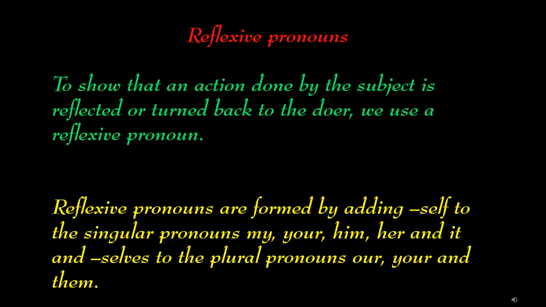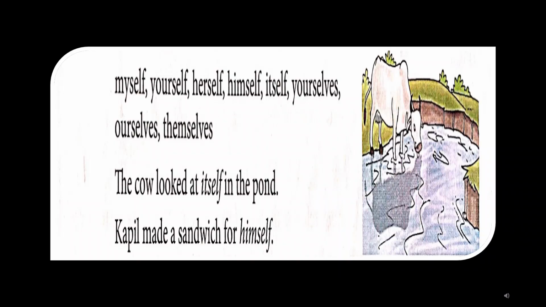Reflexive pronouns are formed by adding self to the singular pronouns such as my, your, him, her, and it, and selves to the plural pronouns like our, your, and them. The reflexive pronouns are myself, yourself, herself, himself, itself. The plural reflexive pronouns are yourselves, ourselves, and themselves.